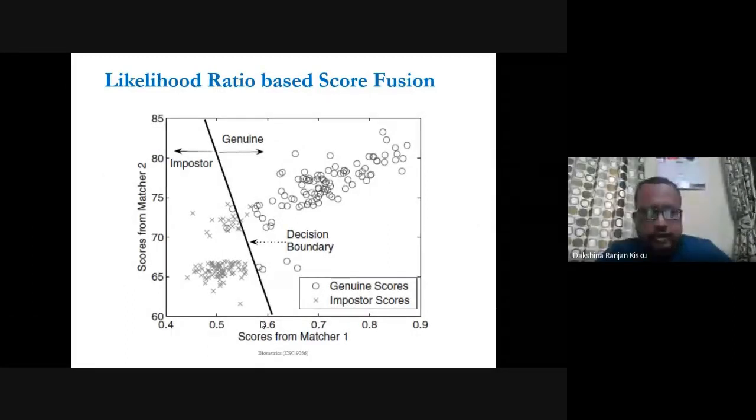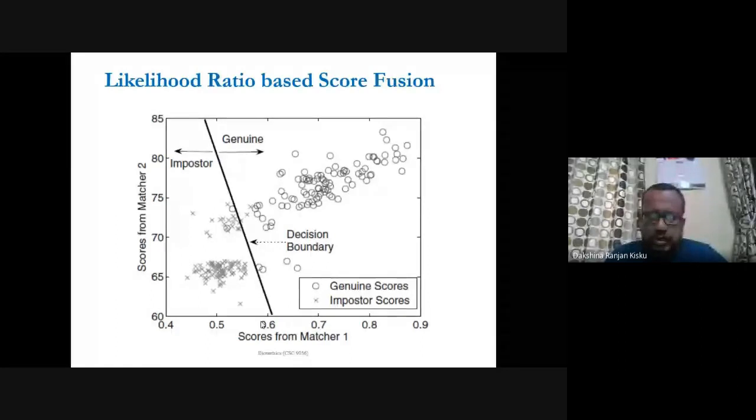Okay, let's start. In the last class, we were talking about rank level fusion. We discussed different strategies for rank level fusion, and then we discussed Bayes rule, or Bayes theorem. This Bayes theorem is used for rank level fusion, where we fuse the likelihood ratios of different matchers. And this Bayes rule is also used for score level fusion.